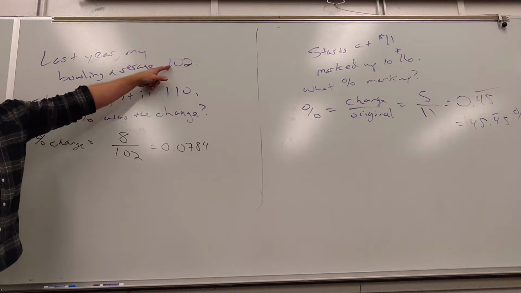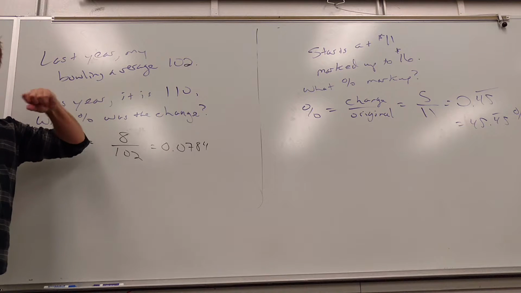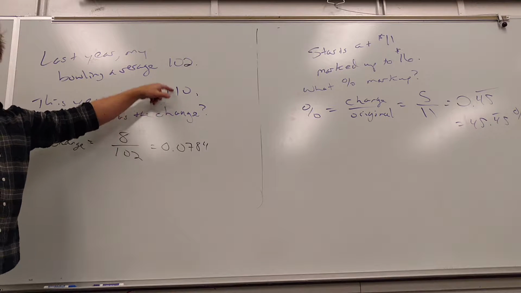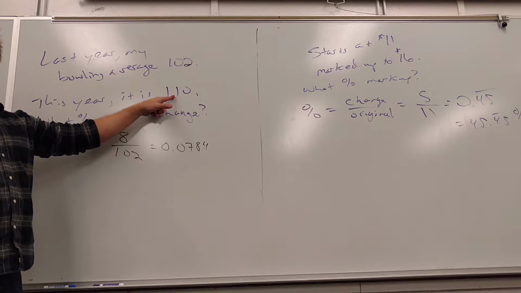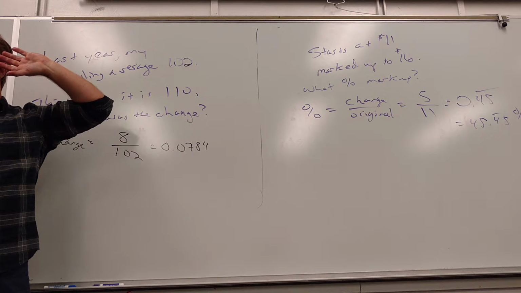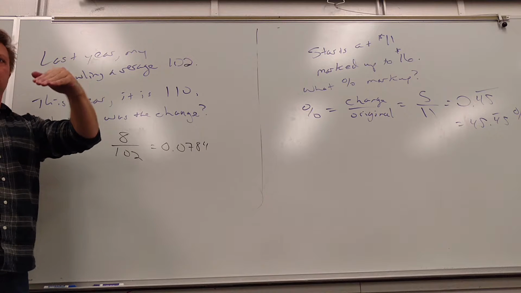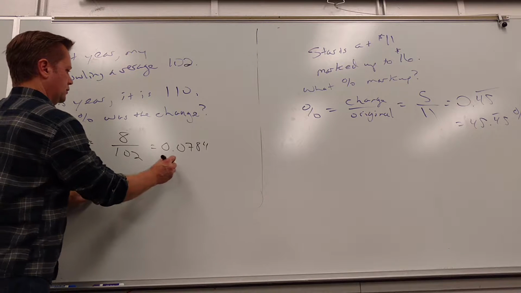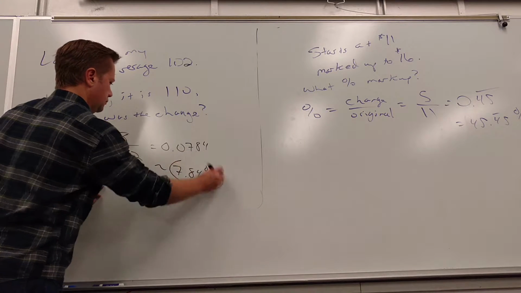How much did it change by? 8. It changed by 8. Divided by, why did it divide by 102? Because the original is 102. That's what everything's based off of, what it was to begin with. So this is 7.84%. Is that cool? Yes.